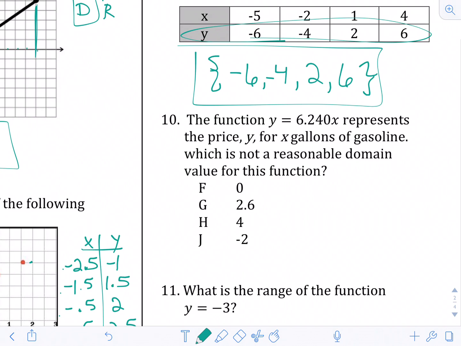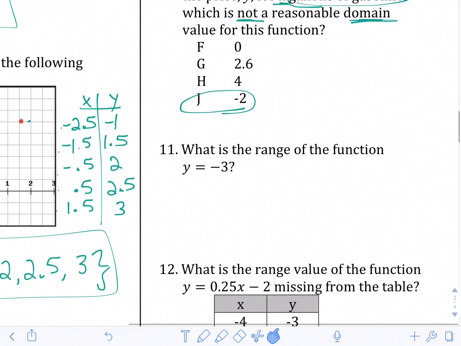Number 10, the function y equals 6.240x represents the price y for x gallons of gasoline, which is not a reasonable domain value for this function. Okay, so domain here, we're talking about x. X represents gallons of gasoline. So let's just think about this. Can you buy 0 gallons of gasoline? Yes, you can go to the gas station, go get a bag of chips and not get any gas. Can you buy 2.6 gallons? Yes. Can you buy 4 gallons? Yes. Can you buy negative 2 gallons of gas? No. That doesn't make sense, so J would be the one that is not a reasonable domain.